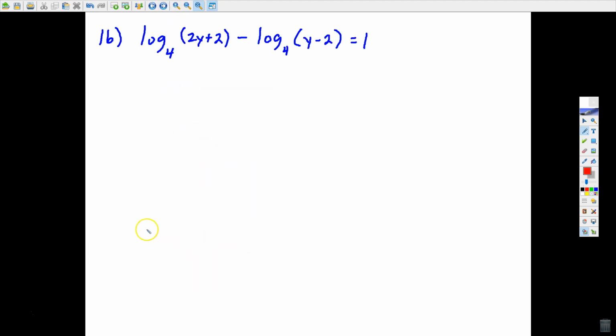Okay, here's another log equation. And so this time we're going to use the quotient property. Two logs of the same base that are being subtracted, you can put those together as a single log using division.